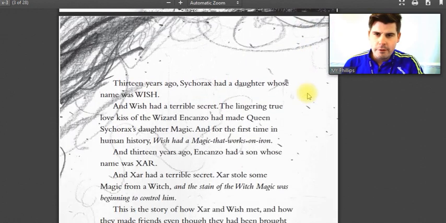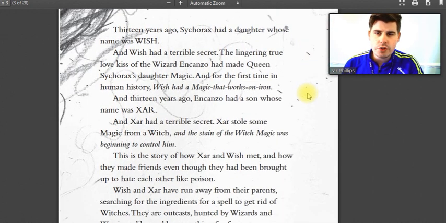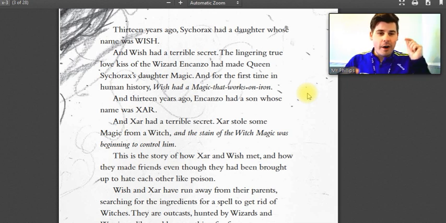But 13 years ago, Sinchorax had a daughter whose name was Wish, and Wish had a terrible secret. The lingering true love kiss of the wizard Encanzo had made Queen Sinchorax's daughter magic. So because Encanzo and Sinchorax had been in love, it meant that Sinchorax's daughter has ended up with magic, even though she's a warrior. And for the first time in human history, Wish had a magic that works on iron. And 13 years ago, Encanzo had a son whose name was Zar. And Zar had a terrible secret.